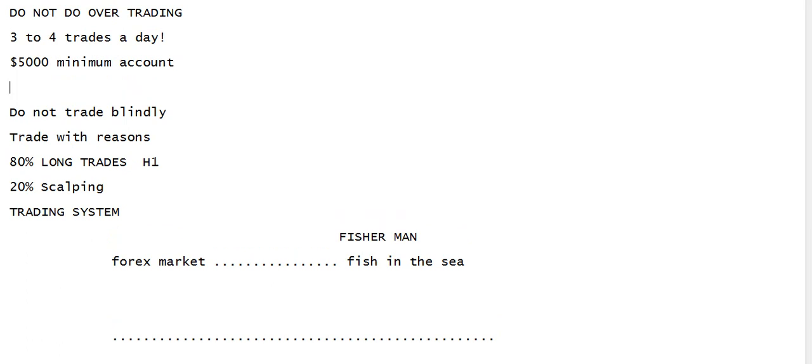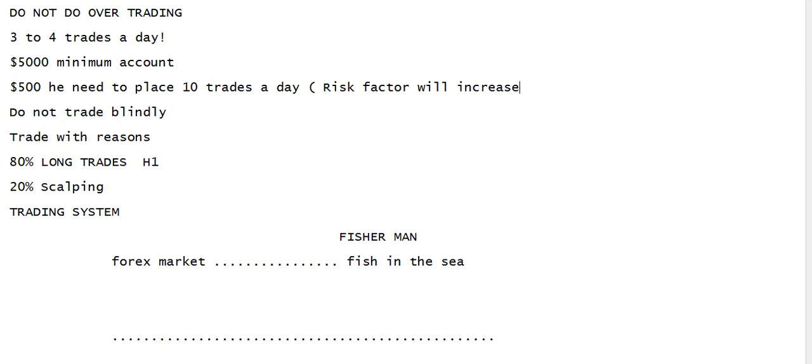For example, if we compare a person who is opening a $500 account with Forex, then to make good profits, he needs to place, in my point of view, at least 10 trades a day. So here the risk factor will increase. That's a very simple thing: he is basically facing higher risk, and the person who is dealing with 3 to 4 trades is basically facing a very low risk. So it's not about the lot size.